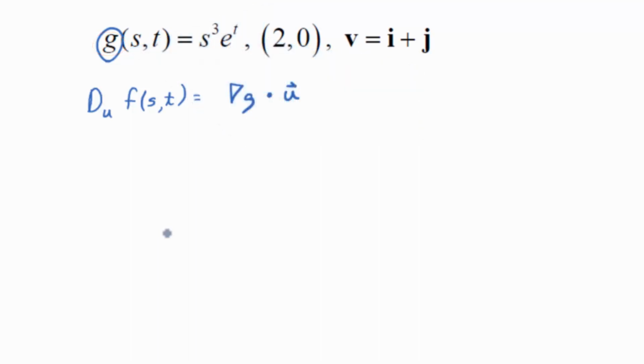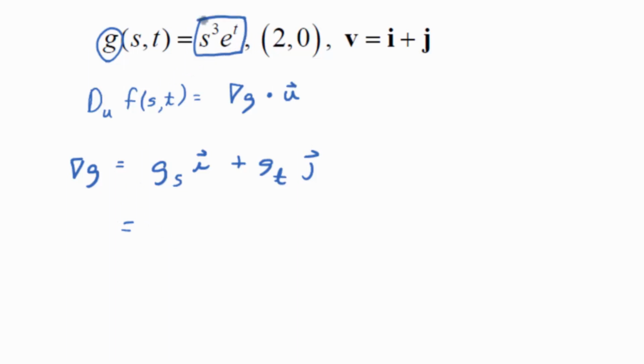So let's find del g. What would del g be? Just generically, it would be g sub s, go in alphabetical order, right? g sub s, t. So g sub s i, the derivative of g with respect to s times i, plus the derivative of g with respect to t times j. Okay? And so focusing on g, what would that be?